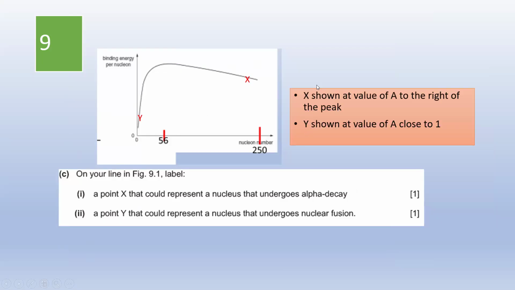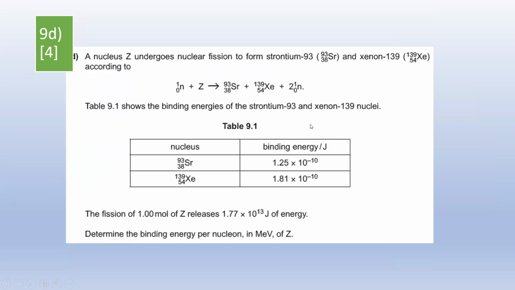There's a marking scheme for how to award you the mark. Nucleus Z undergoes nuclear fission to form strontium-93 and xenon-139 according to the reaction. Table 9.1 shows the binding energy of strontium and xenon. Remember, there's no per nucleon binding energy for strontium and xenon.